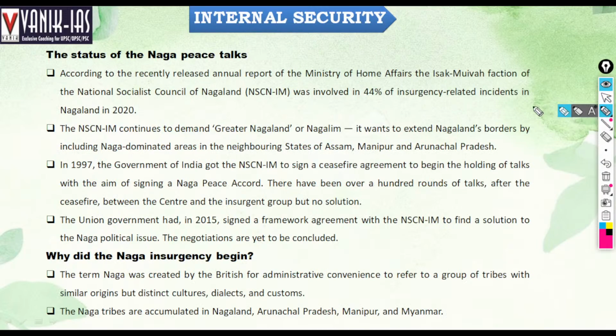Then Naga fish stock. What is this Naga fish stock?